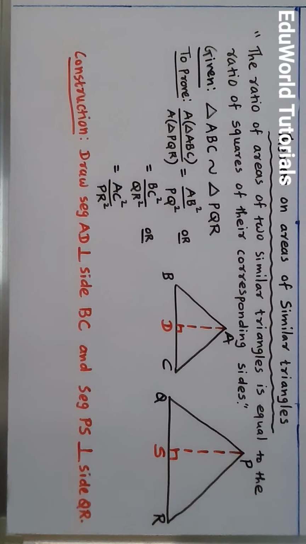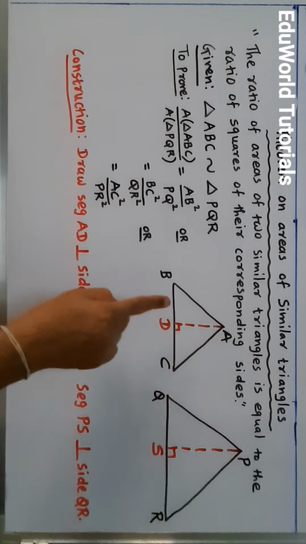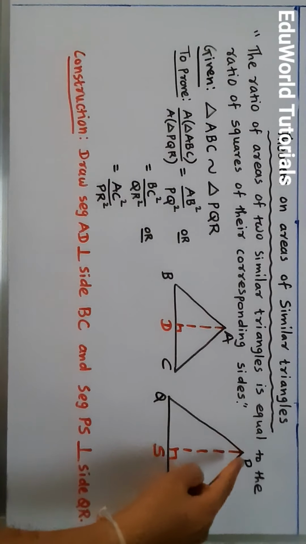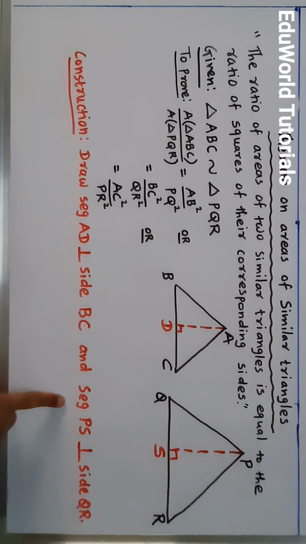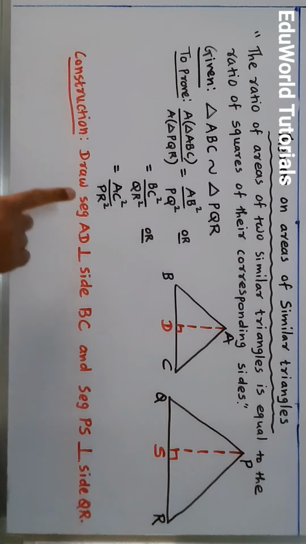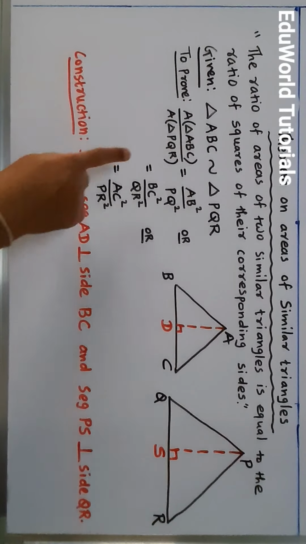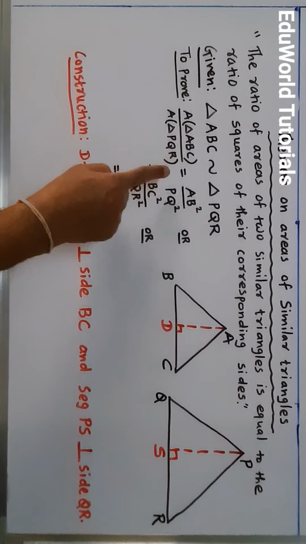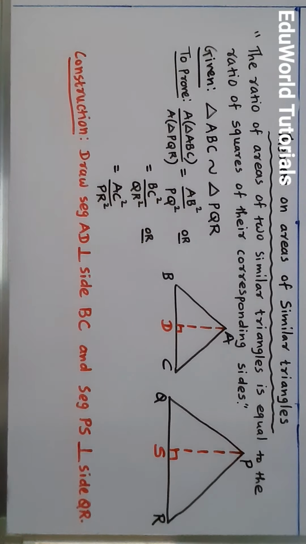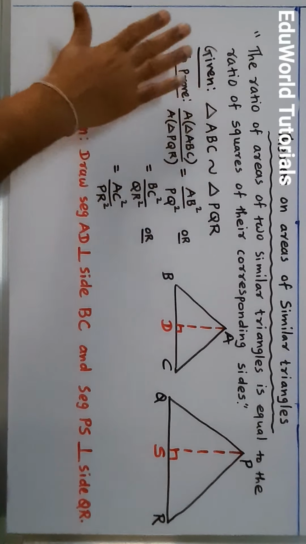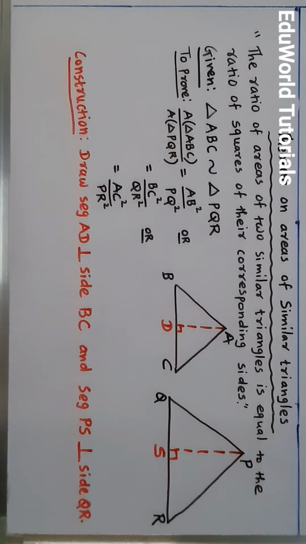What will be the construction? Draw segment AD perpendicular to side BC and segment PS perpendicular to side QR. This is what we have done with a different color, red color. So this is the construction. Now why did we do this construction? We have to prove that the ratio of areas of two similar triangles is equal to the ratio of squares of the corresponding sides. Now I will remove this part because you already know, and I will have space to write the entire proof.